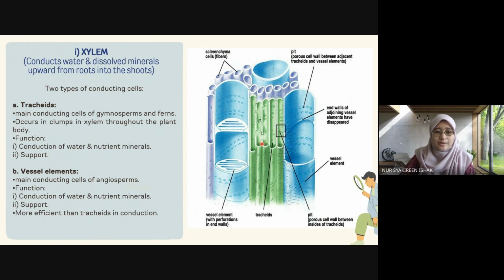It is to conduct water and also minerals. And then we have the vessel elements. Okay, so these are the vessel elements, the main conducting cells for angiosperms. Function: conduction of water, nutrients, and minerals. Some can provide support, but it is more efficient than tracheids in conduction.